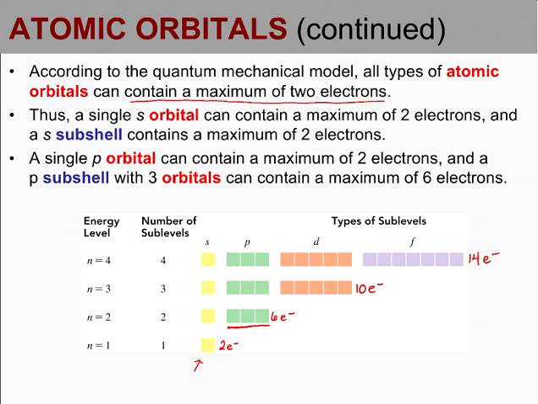Now, again, these are just maximum amounts. We could have less than that in our subshells. It just depends on how many electrons an atom actually has.